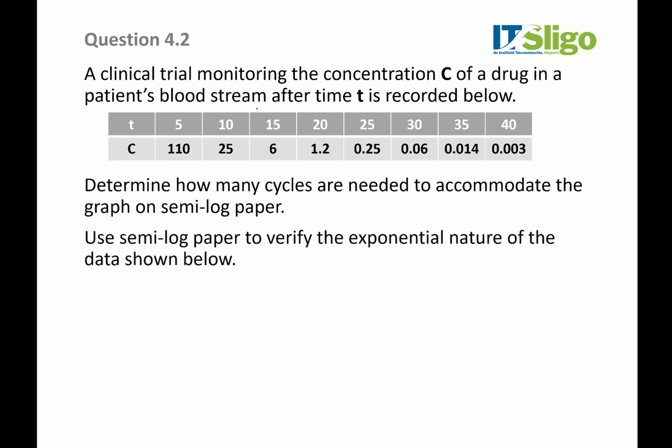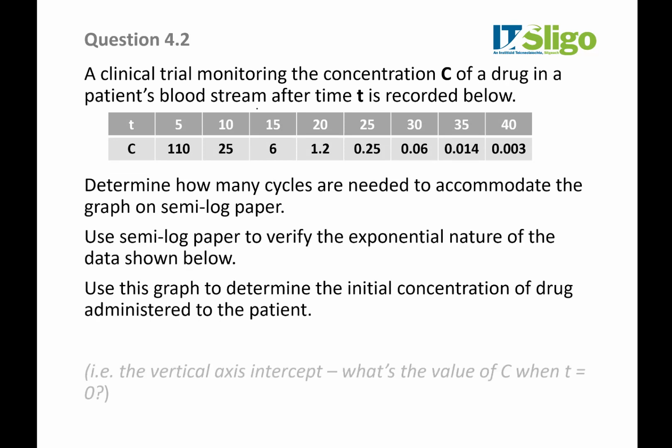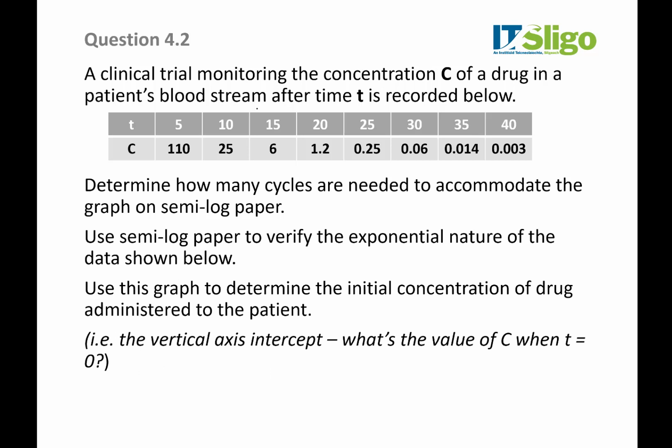So this is just an example for you guys to try. You can see there's lots of cycles to be accommodated. We have to go from 10 to the power 2 to 10 to the minus 3. So that means I need at least 5 cycles.